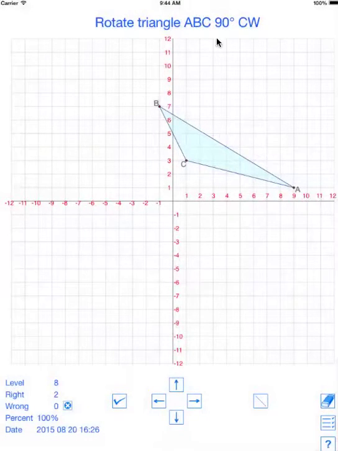Rotations II on level 8. Notice we don't have the rotating tool. We're going to have to plot each point, so we're going to use all of our tricks. So 90 degrees clockwise, okay, so that's going to come down here.